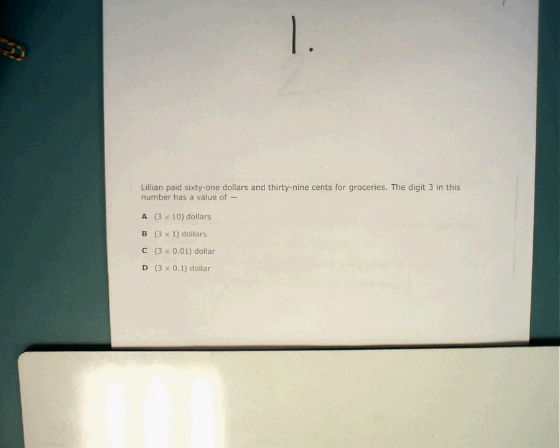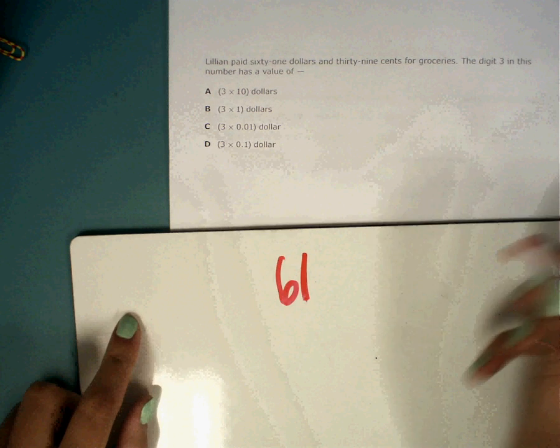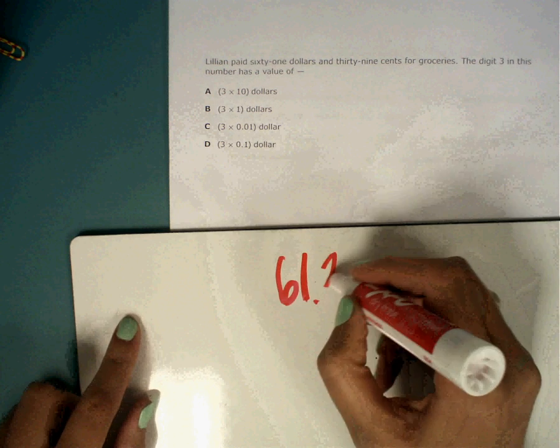All right, y'all, let's look at these stations. So number one says Lillian paid $61.39 for groceries. The digit in the 3 has a value of something. Okay, so I need to go ahead and write this out as a decimal first. $61.39. So $61 would be my whole, and 39 cents would be after the decimal.